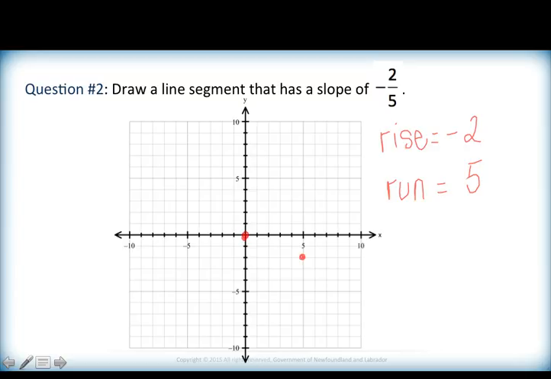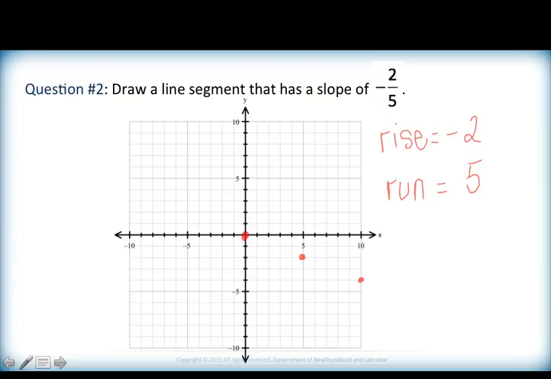And I could do the same thing again. So I'm going to go 1, 2 over 5, 1, 2, 3, 4, 5. And draw another point. Now, as you can see, that gives me the bottom half of the graph. If I want to extend it towards the top, I'm just going to have to go in the opposite direction.